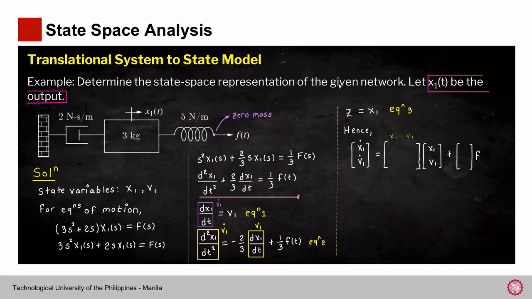Okay, guys. So, for the first equation, x1 dot, may value lang siya sa v1, right? So, may value lang siya sa v1. So, this is 0, 1. Okay? Do sa equation 1, there's nothing mentioned about the f there. So, this is nothing but 0. This is nothing but 0.